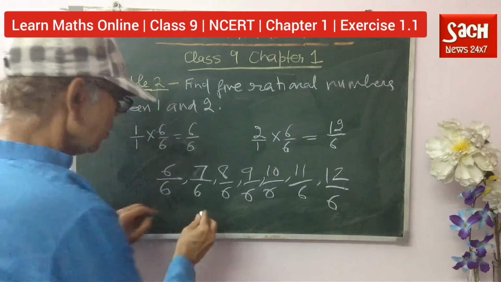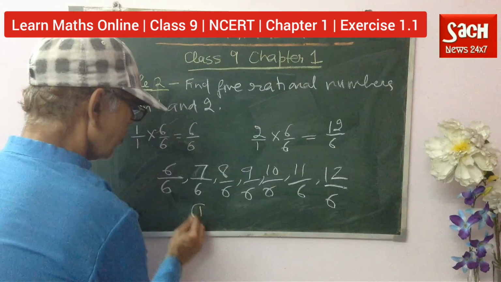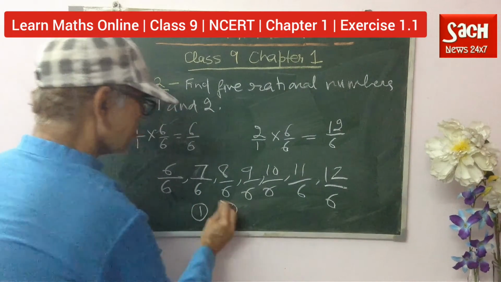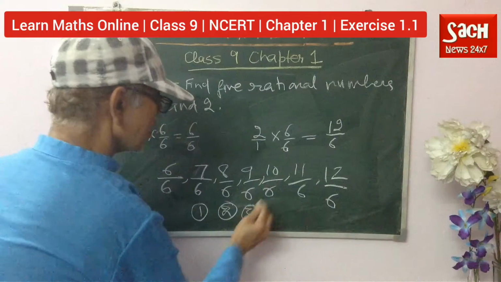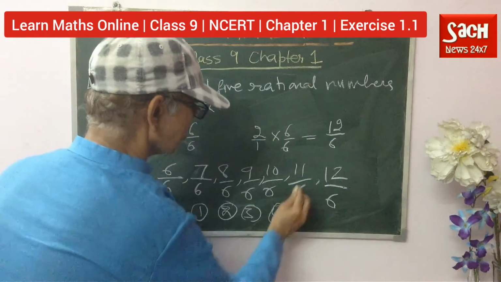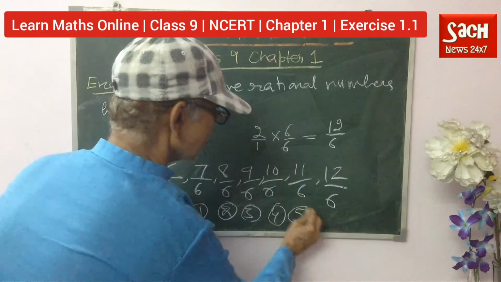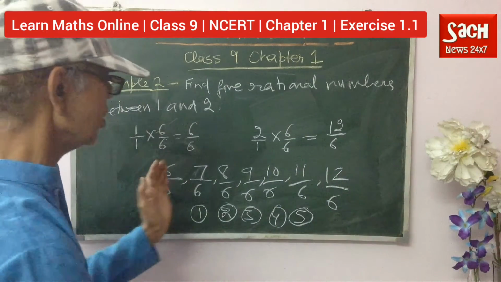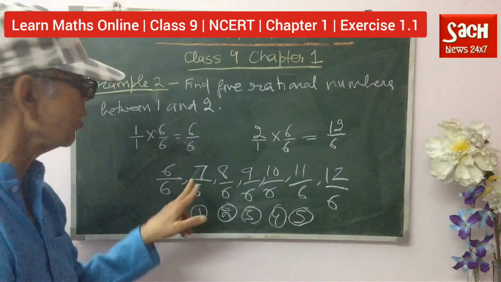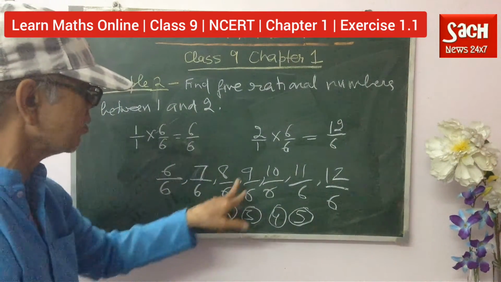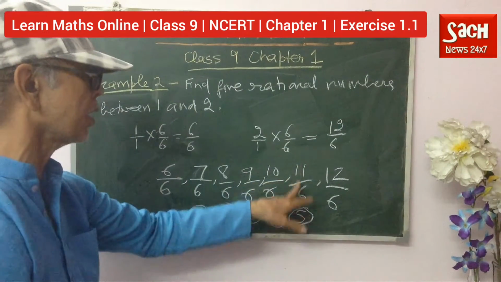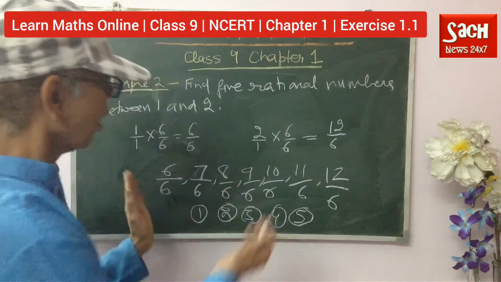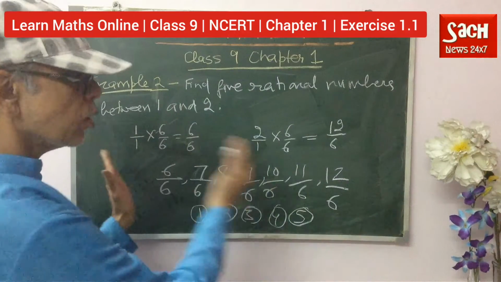7 by 6, this is the first one. Then the second one is 8 by 6, third one is 9 by 6, fourth one is 10 by 6, and fifth one is 11 by 6. So these are the rational numbers. The answer is 7 by 6, 8 by 6, 9 by 6, 10 by 6, 11 by 6. These are between 1 and 2.